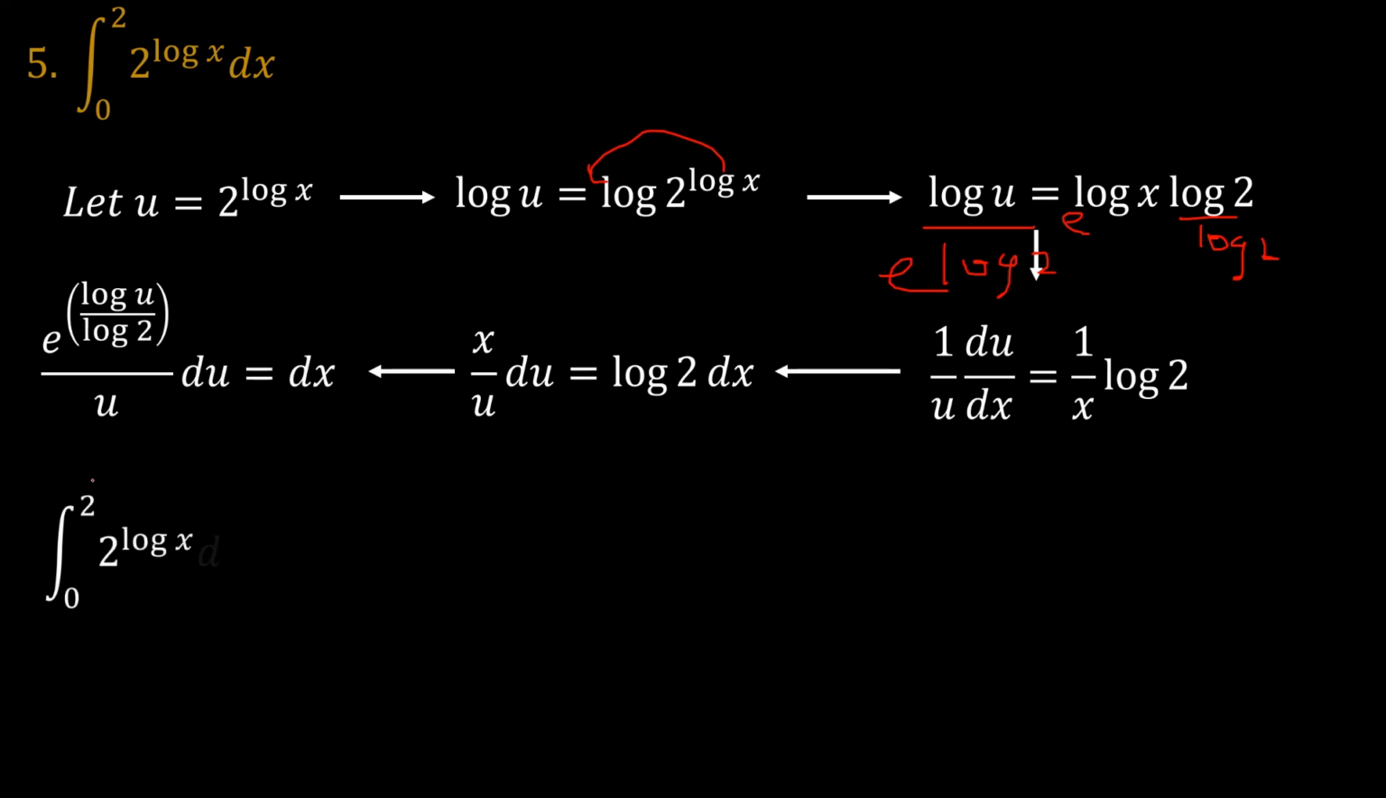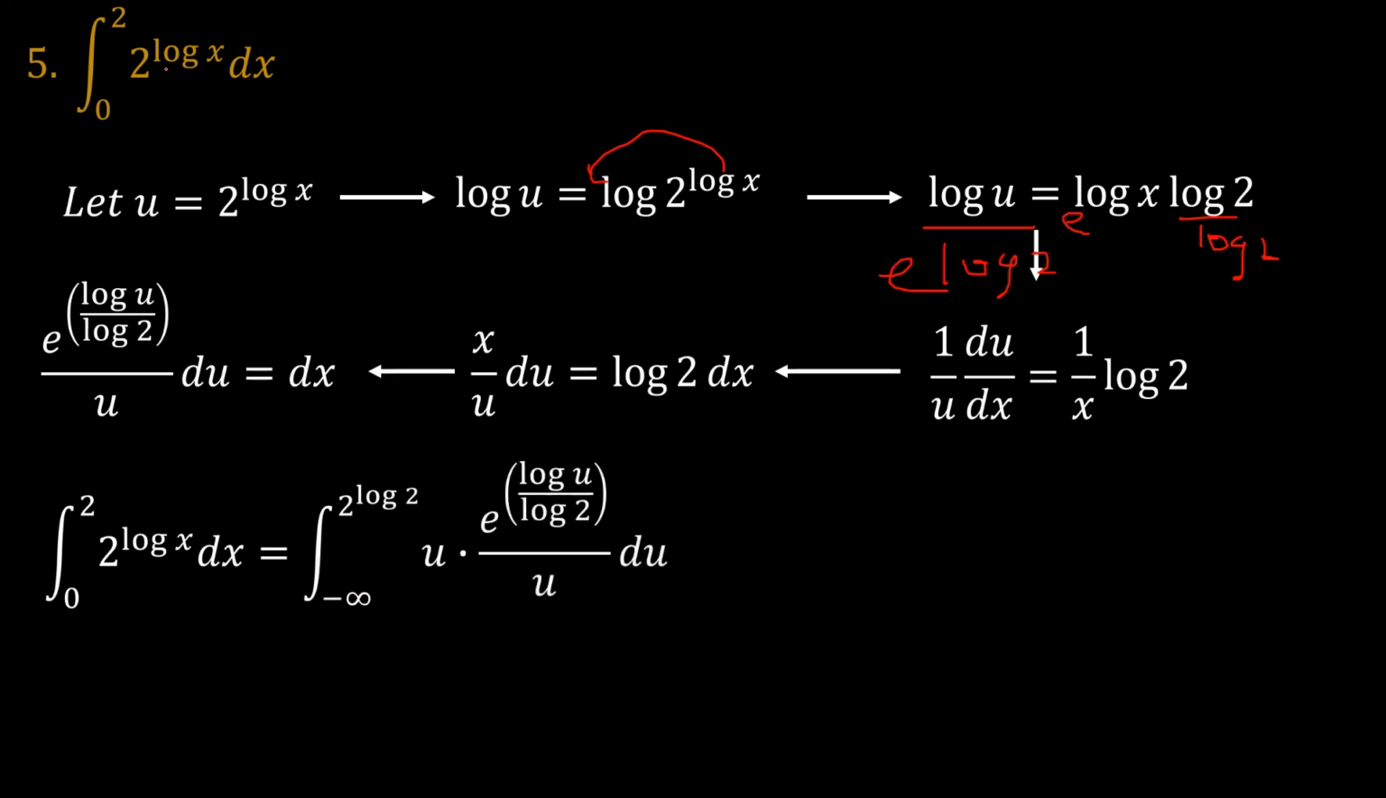And now we know that with the limits, when x tends to 0, we have 2 to the power log of that number with x tending to 0, which tends to negative infinity at that point, and 2 to the power negative infinity is 0. So it's 0. And then the upper limit is when x equals 2, we have 2 to the power log 2.